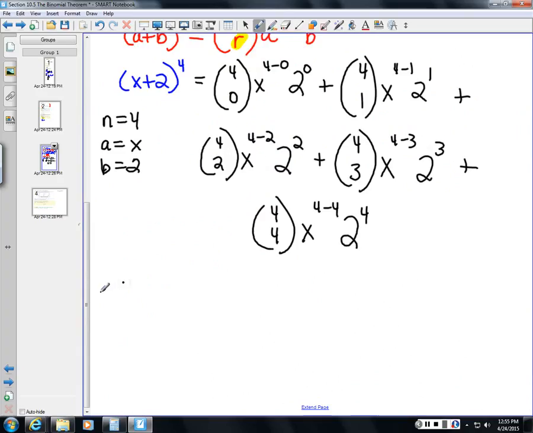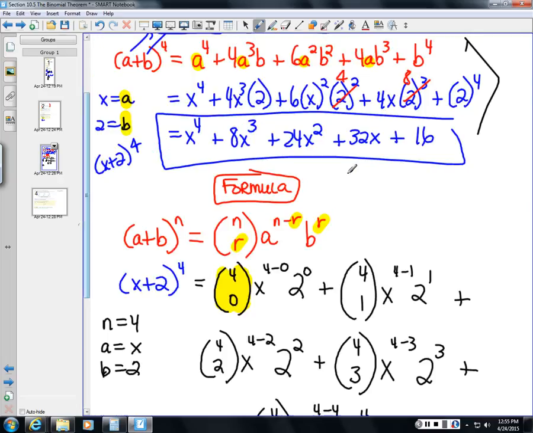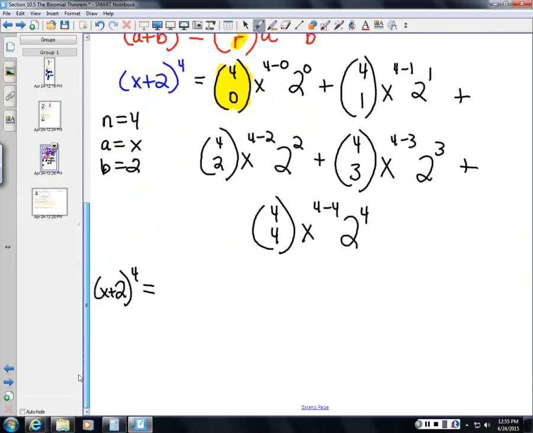So we've got this (x + 2) to the 4th power is equal to. Now, starting here, n above r, so we have 4 above 0, and remember the formula again for the n and the r: it is n factorial over r factorial times (n minus r) factorial. So that's where the formula comes in.